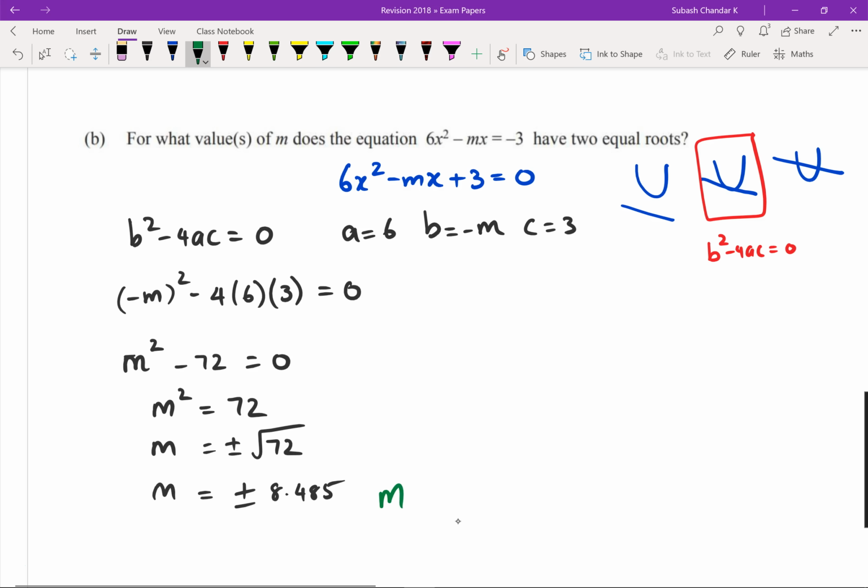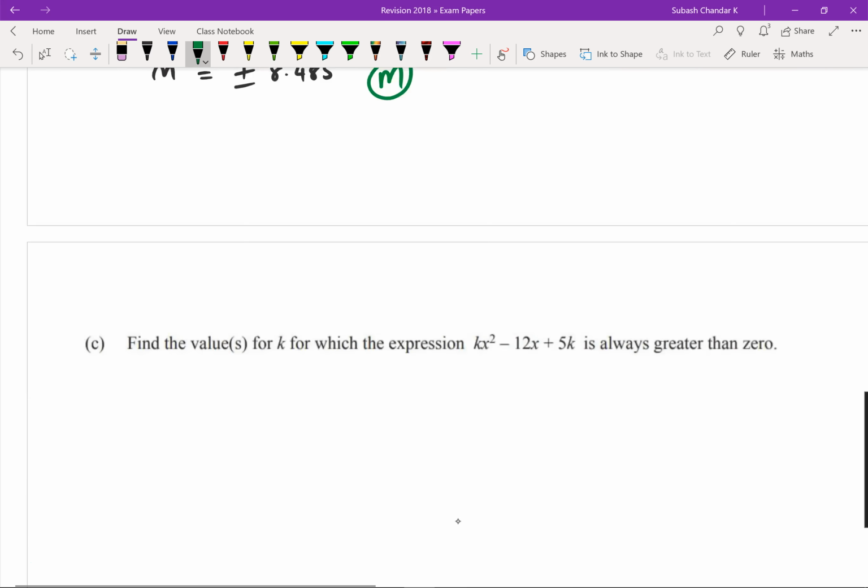Grades wise, this gets you a merit: correct substitution into the discriminant, and set to 0. So that means we're looking at this part here for an achieved. Just writing the discriminant formula is not going to be enough, guys. In this case, you actually have to write the equation and substitute the values as well. Okay, let's go to the next question.